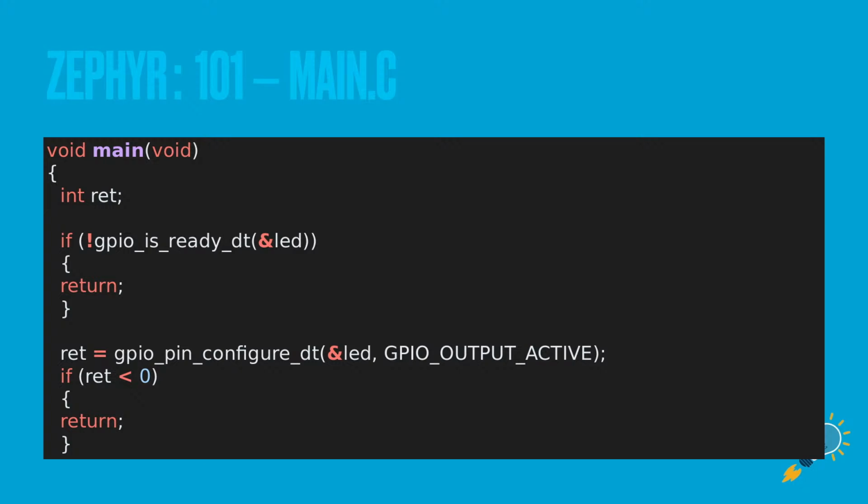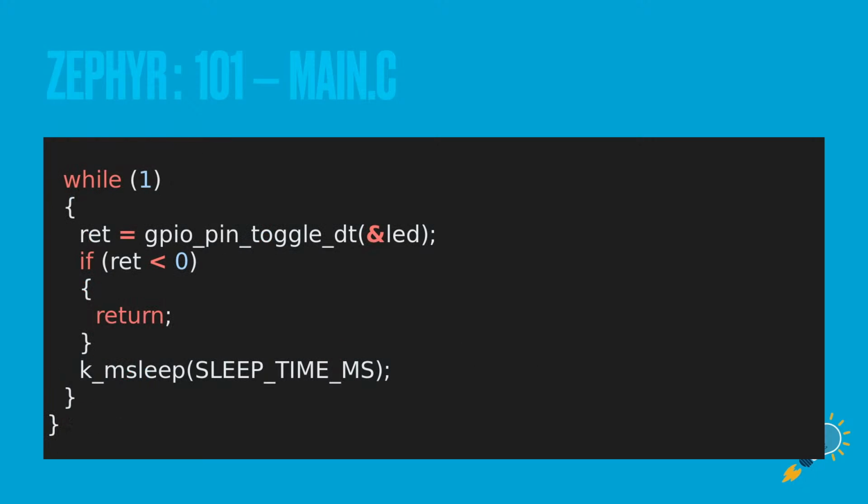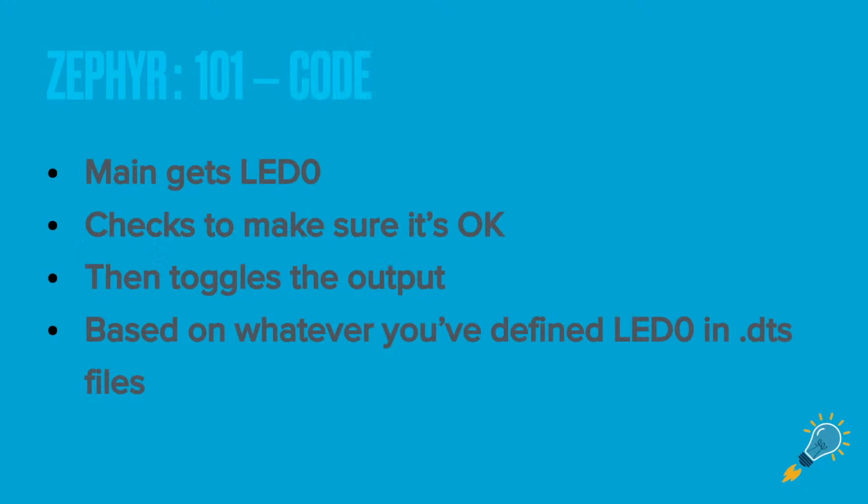And then we are going to configure that LED as an output, output active, so actually turn it on, and that will depend on how it's configured in the device tree. Then we are simply toggling it and putting in a delay. So this is the basic main C. It's just going to blink an LED on and off forever. So we're getting the LED 0 device.